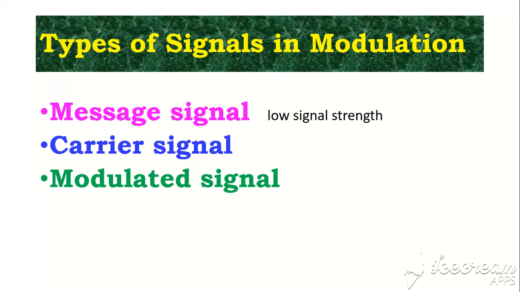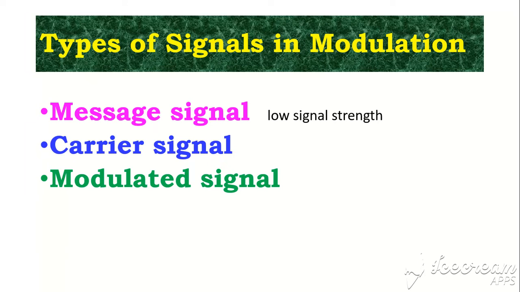Then these are the types of signals in modulation. First is the message signal, second is the carrier, third is the modulated signal. The message signal generally contains frequencies in the range of 20 Hz to 20 kilohertz, and it is the signal transmitted to the desired destination. It is also referred to as the modulating signal or baseband signal, and it undergoes a process called modulation before it gets transmitted over the communication channel.